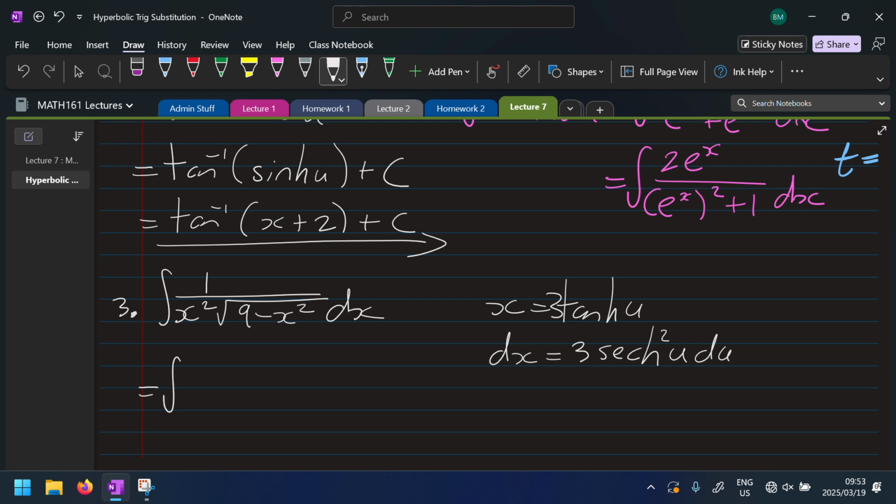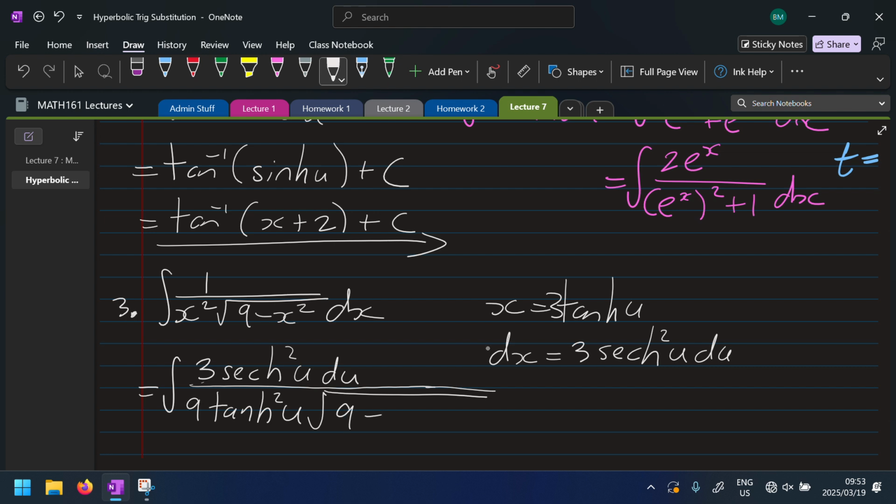Okay, so let's substitute. In the top, we're going to have the sech squared u du. In the bottom, we've got x squared, so that's going to be 9 tanh squared. And then the root of 9 minus 9 tanh squared u. Okay, so that's all the substitution done.